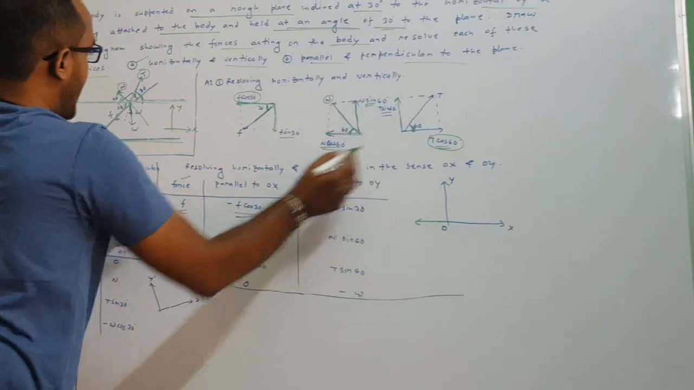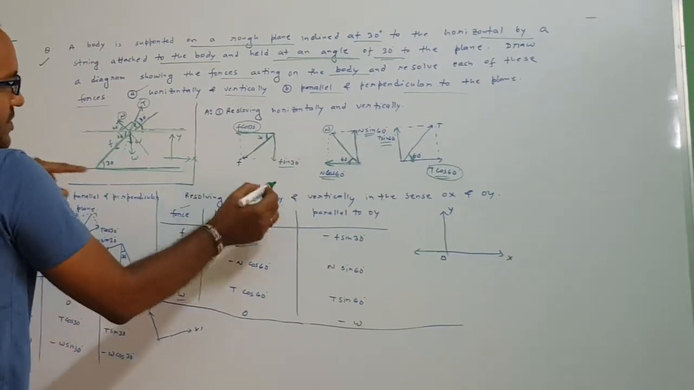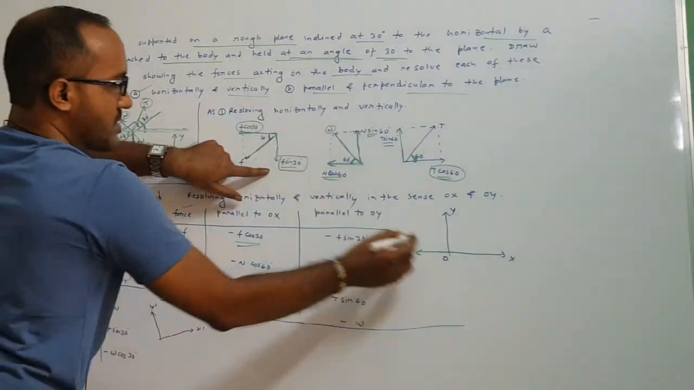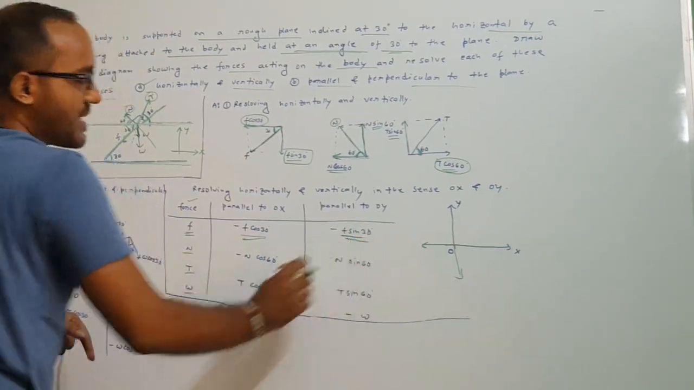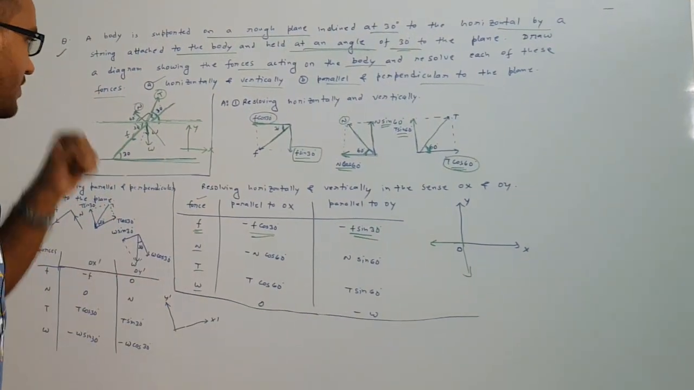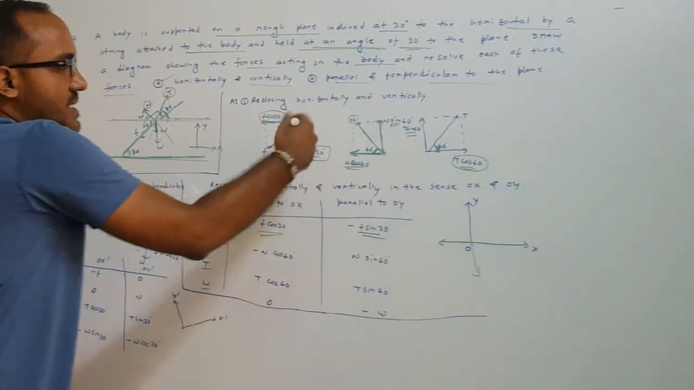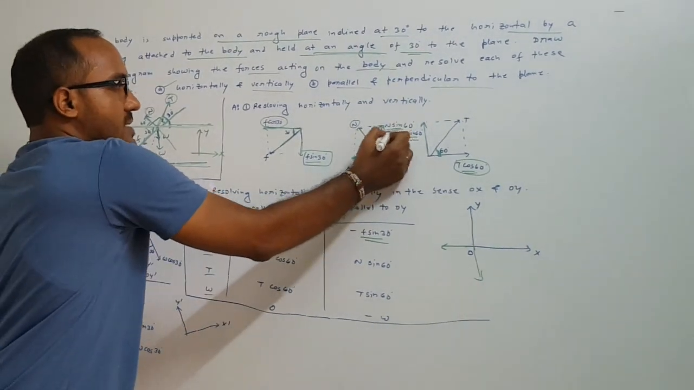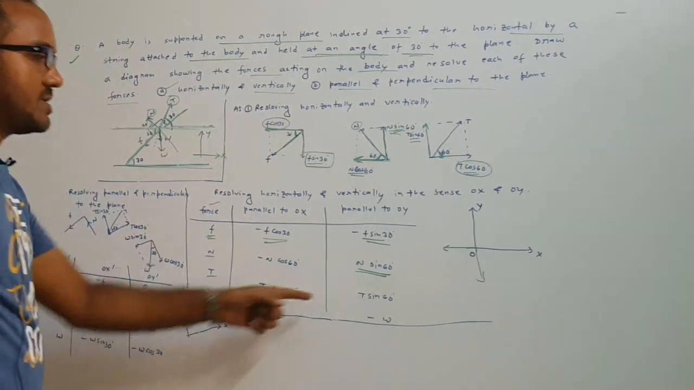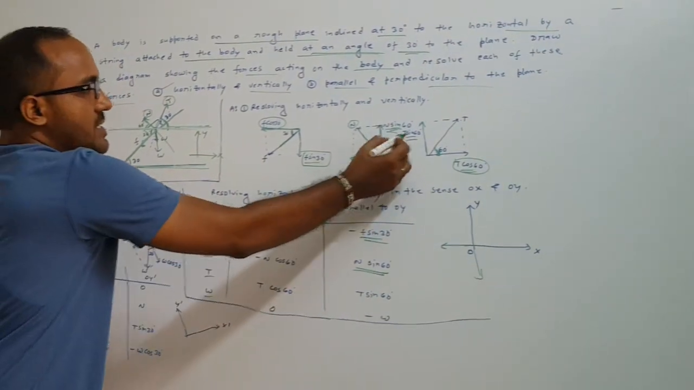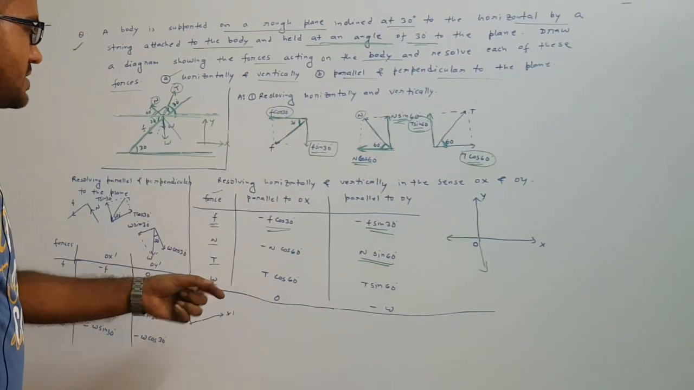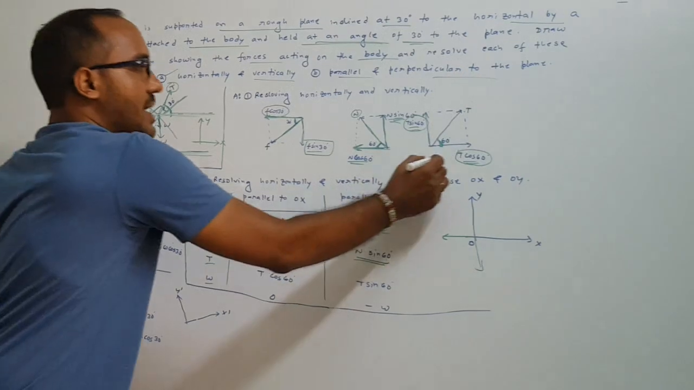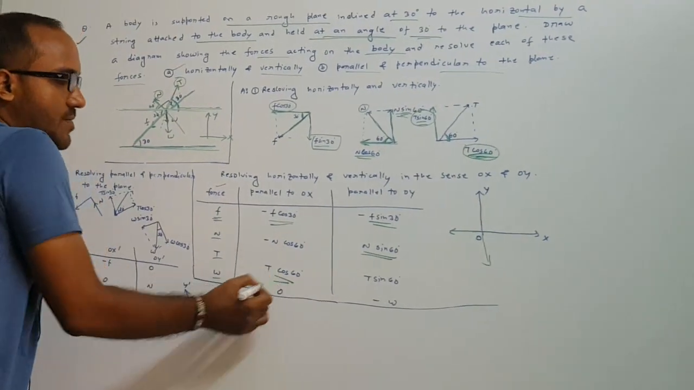And parallel to OY, F sin 30 is perpendicular, so in the downwards direction, that's why it is minus F sin 30. For N, in the negative x axis it is N cos 60, that's why it is minus N cos 60, and N sin 60 is in the upward direction, so it is plus N sin 60. For T, we can see that the upward force is T sin 60, that's why it is plus in the OY, and in the right hand side it is T cos 60, that's why it is a plus component.